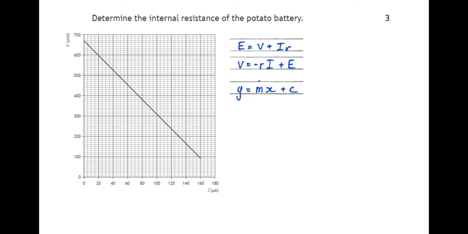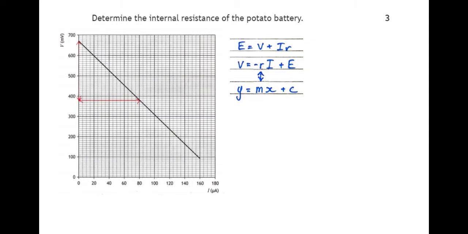And if we look at our graph, we'll see we have V on the y-axis, we have I on the x-axis, and therefore we can match up these letters, and the negative internal resistance is equal to the gradient of the line. So we can find the internal resistance by working out the gradient. So we need to pick a couple of points on the line that cut through the corner of a box that are nice and easy to judge, and then work out the gradient, y2 minus y1 over x2 minus x1.